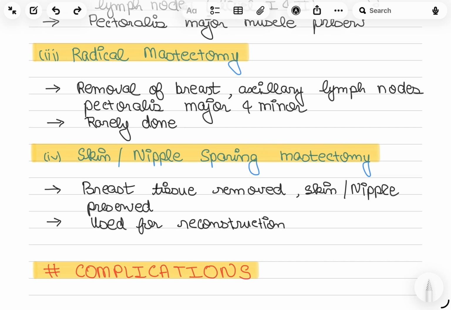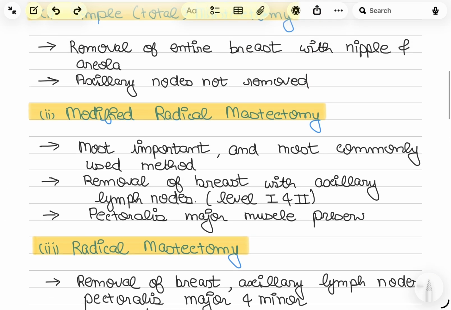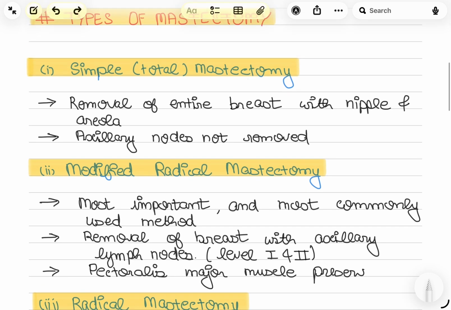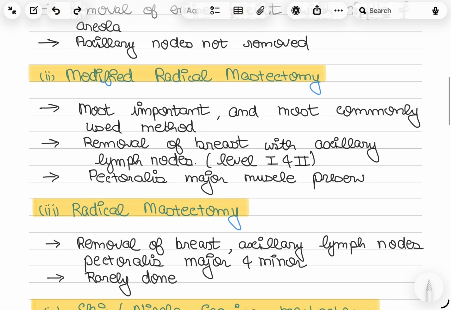Fourth, skin and nipple sparing mastectomy. Breast tissue is removed, skin and nipple preserved, used for reconstruction. Right? So we have seen four types. First is the simple or total mastectomy. In this, the entire breast is removed with nipple and areola, and axillary lymph nodes are preserved.